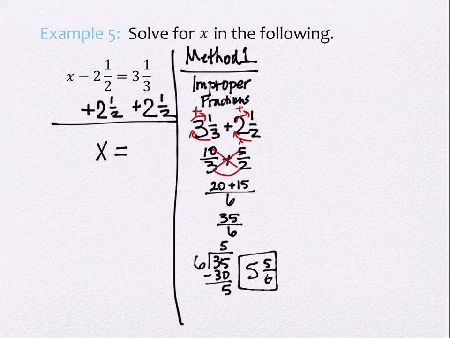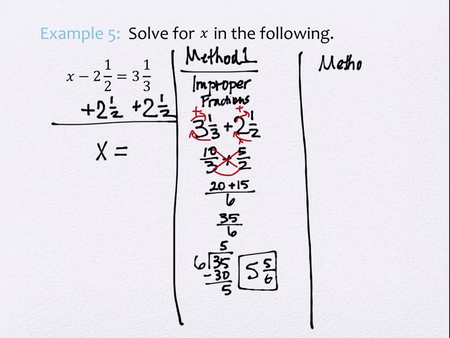Any questions on any of those steps? So this is one option. Sometimes when we learn one way, we always want to do it that way forevermore. I actually don't think this is a very good option to use, and I'll show you the other option and maybe you'll like it too. If not, that's okay. So method 2 is to do it with mixed numbers.